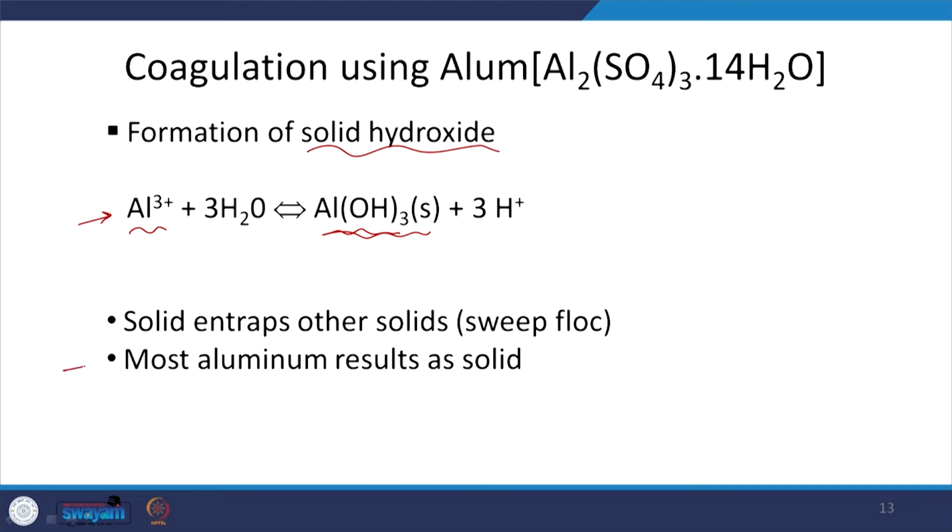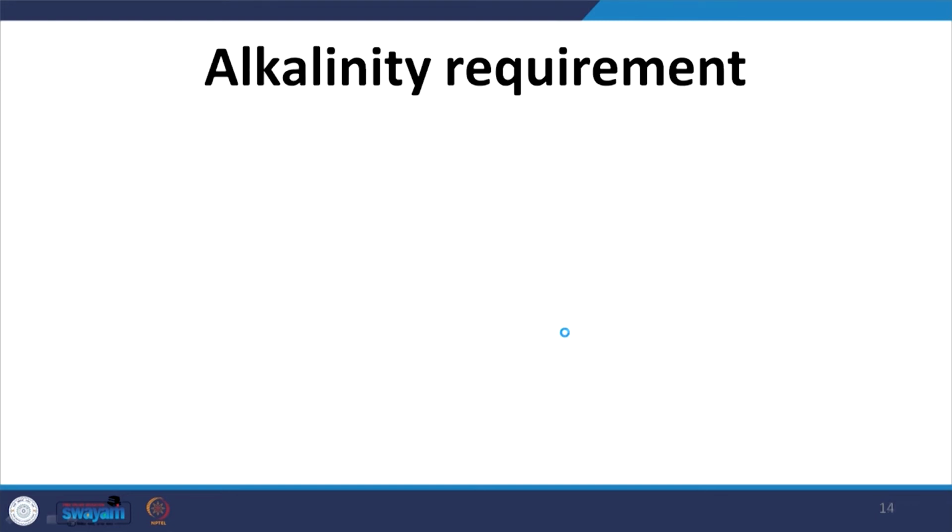Depending on the OH minus and Al3 plus concentration, most of the aluminum, or Al3 plus, can form a solid, or can precipitate out. That is something to keep in mind.